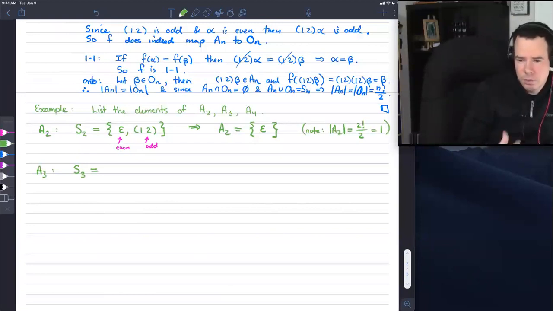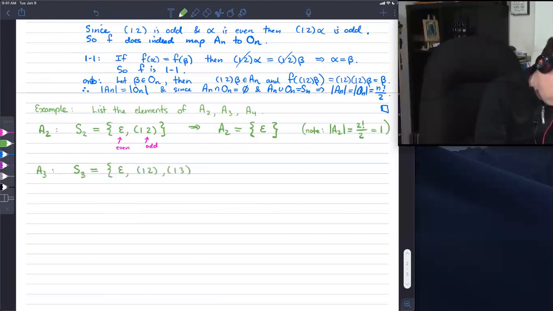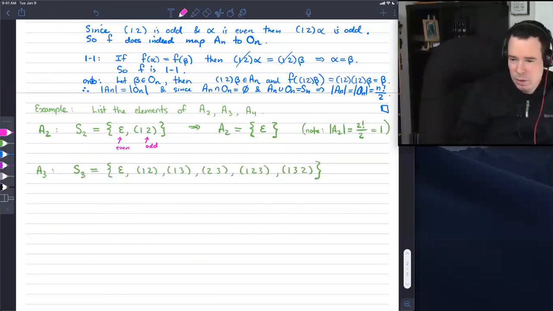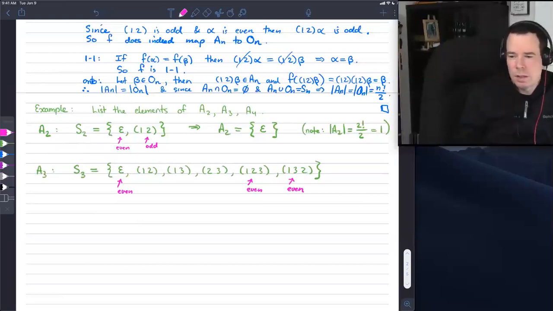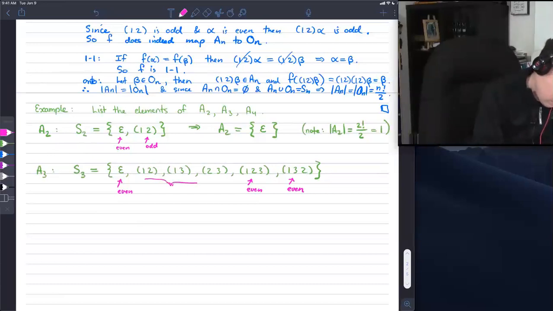This is 3 factorial elements. So there's 6 elements. There's the identity, there's (1 2), (1 3), (2 3), (1 2 3), and (1 3 2). And then we could pick off the even ones. Well, the identity is even. A 3 cycle is even. This 3 cycle also even. But the individual single 2 cycles, the other 3 elements, those are all odd. So these are all odd.